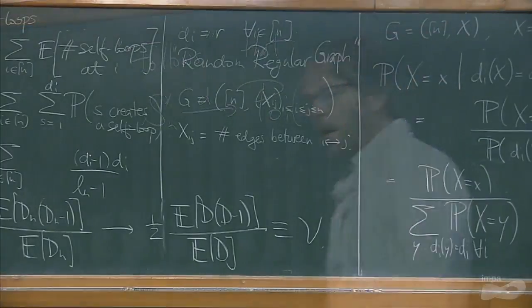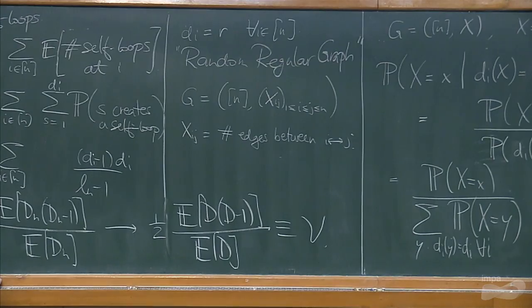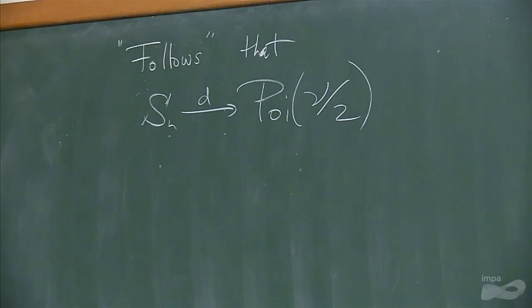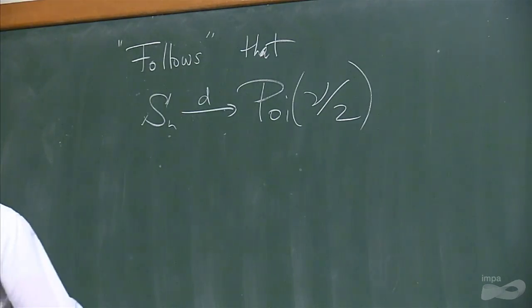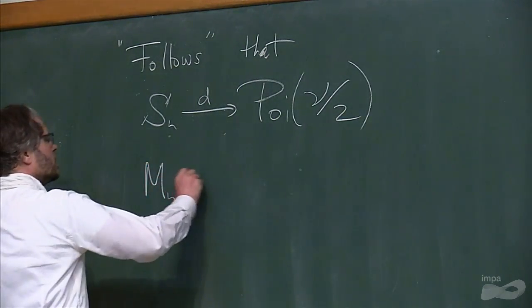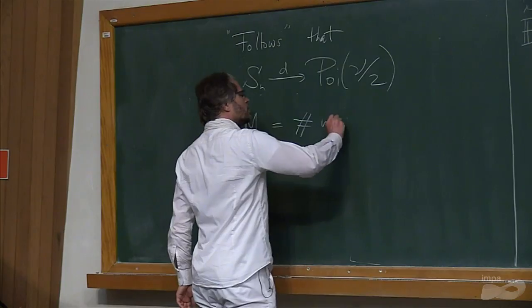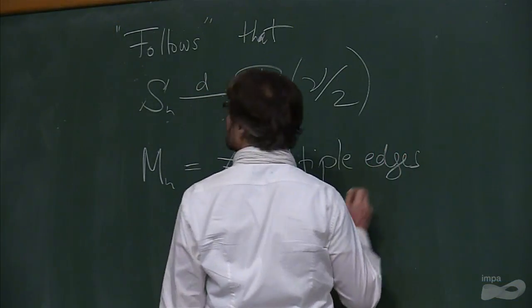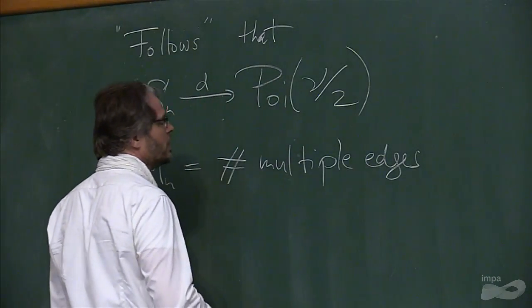Okay? Now bear in mind that a Poisson random variable has a positive probability of being 0. So what we get out of this is that there is a positive probability of not having any self-loops. That's good, then we're already halfway towards simplicity. Now you can do a very similar analysis on the number of multiple edges. I will not do that because we're running out of time.